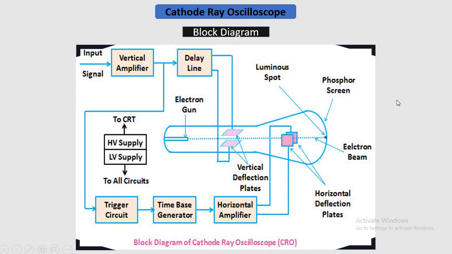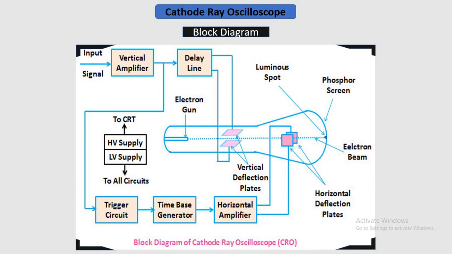In the next section we will discuss the block diagram of the cathode ray oscilloscope. Here on the screen you can see the block diagram. This block diagram shows the general purpose CRO construction. The CRO requires the cathode ray tube and acts as the heart of the oscilloscope. In an oscilloscope, the CRT produces the electron beam which is accelerated to a high velocity and brought to a focal point on a fluorescent screen.